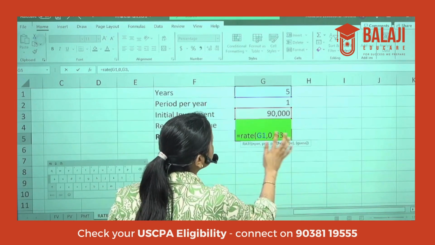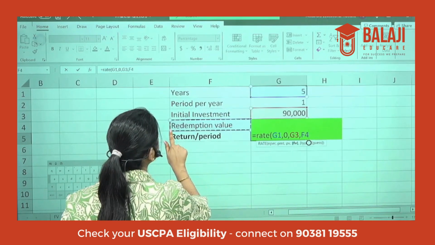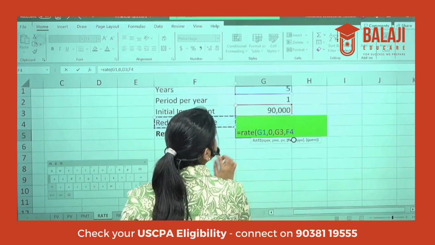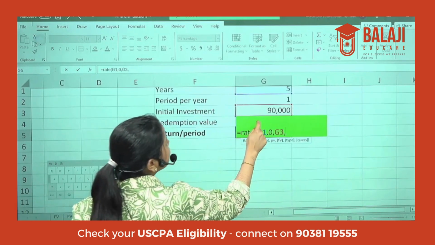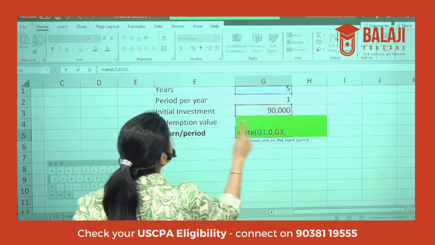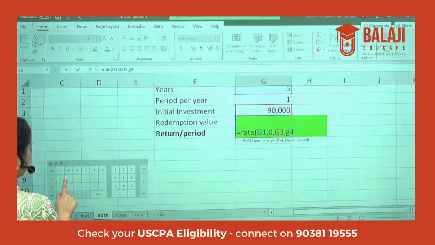Future value is again something that we are receiving. Let me just type it in instead. I will select this redemption value cell, which is G4. So G4, close the bracket.